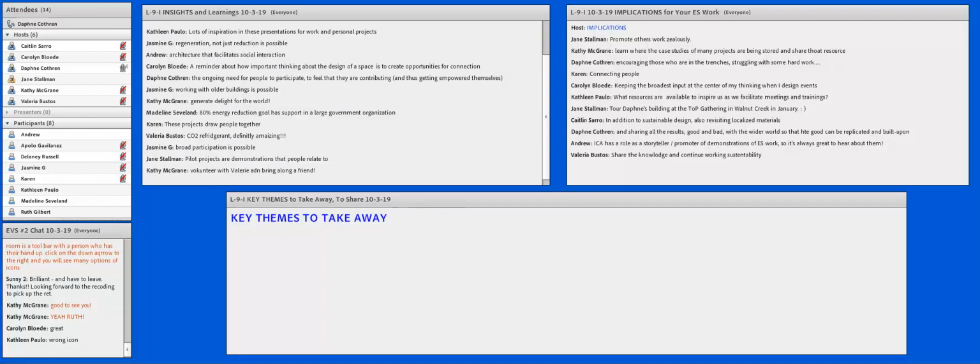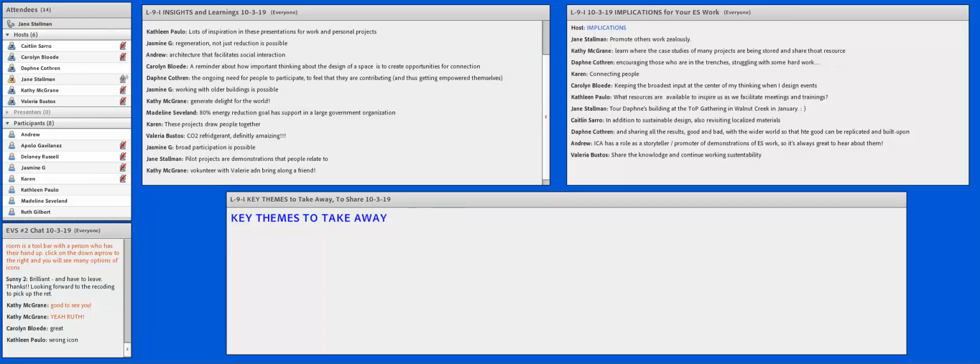In addition to sustainable design, also revisiting localized materials and sharing all the results, good and bad, with the wider world so the good can be replicated and built upon. ICA has a role as a storyteller, promoter of demonstrations of ES works, so that it's always great to hear about them and share the knowledge and continue working sustainably.